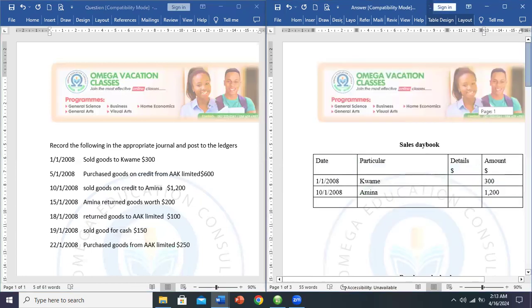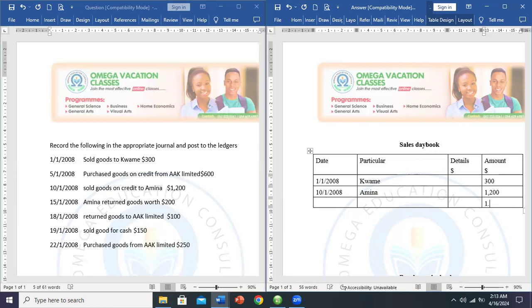But you need to get your totals so that you can post them to the various ledgers. So for this one, but is there any question before I move on with getting the totals? Any question? I think fairly you did well, except for this 19th January transaction. Okay, so let's move on.